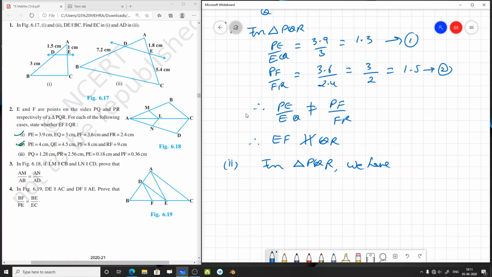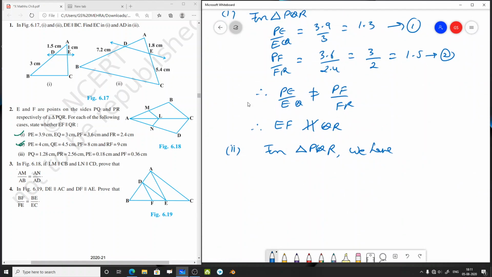So PE over EQ equal to, what is PE? 4. EQ is 4.5, and that can be written as 40 by 45. Both the numerator and denominator can be divided by 5. So we can write it as 8 into 5 and 5 into 9. So 5 and 5 cancel out. The answer is 8 by 9, and that will be equation number 1.